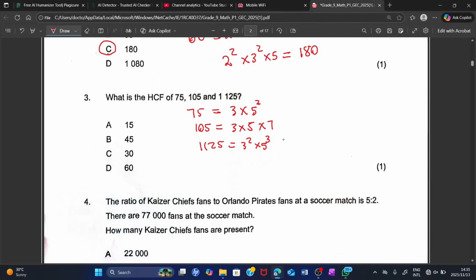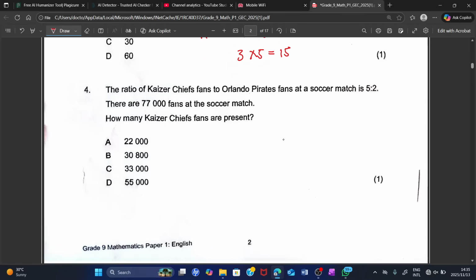Now, let's look at the highest common factor. I can see 3 in all of them. 3 is a common factor. And also there is a 5. So 5 is also a common factor. And then it's 15, the answer. So that is A. You get that? So that is how you are supposed to answer it.